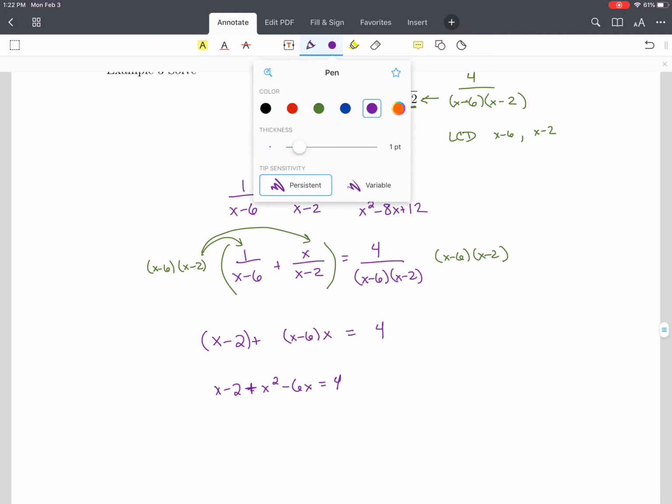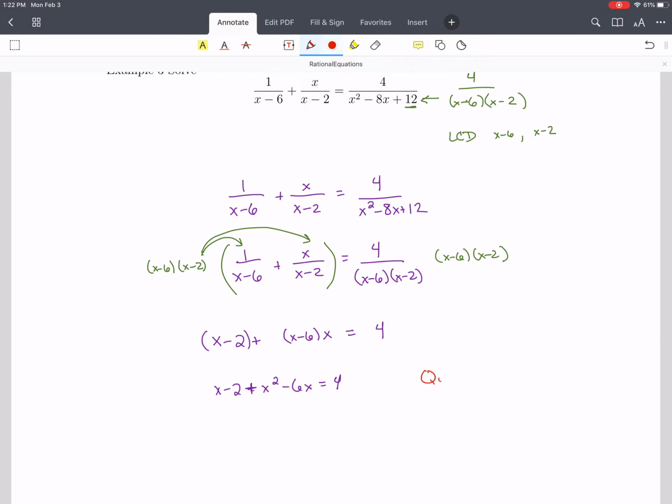Notice this is a quadratic. If that squared term doesn't go away, then I have a quadratic equation. And the way I always want to work with quadratics, well, I can simplify and combine some like terms. So let's do that first. So I have x squared, I have x minus 6x, so minus 5x. Then I could add 2 to both sides and say that's equal to 6.